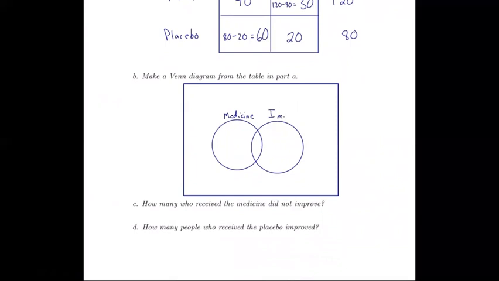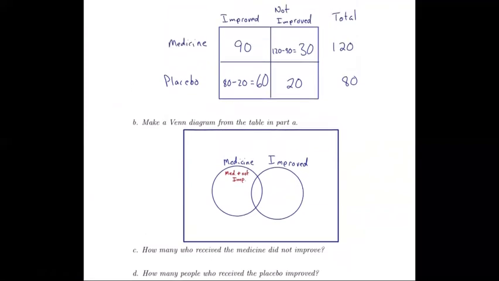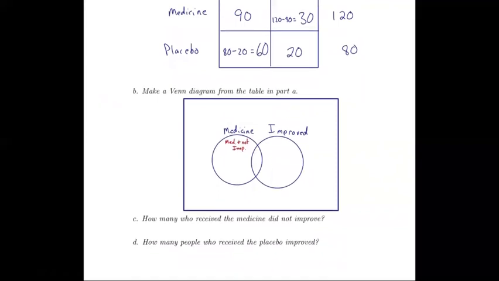The other set, I'm just going to choose one of our column entries, and that'll be the improved entry. Again, it doesn't matter which one. Now, in here, this is medicine and not improved because we're not inside the improved set. So medicine and not improved. Just for a note here, how many people are in that category? It looks like 30 from our table above. So we can list 30.